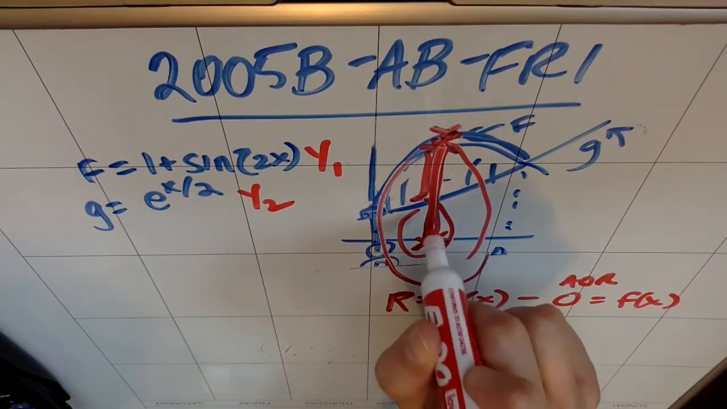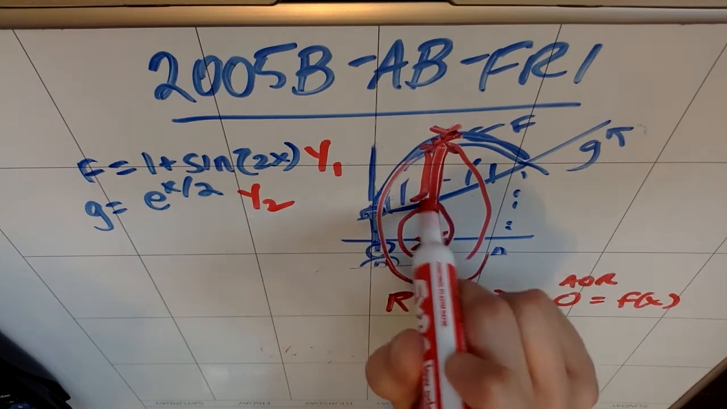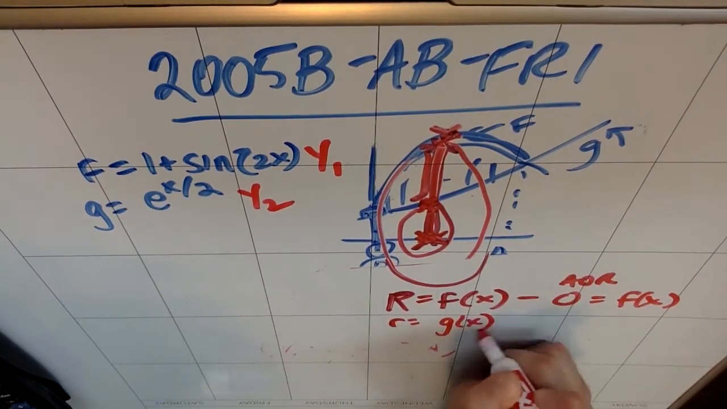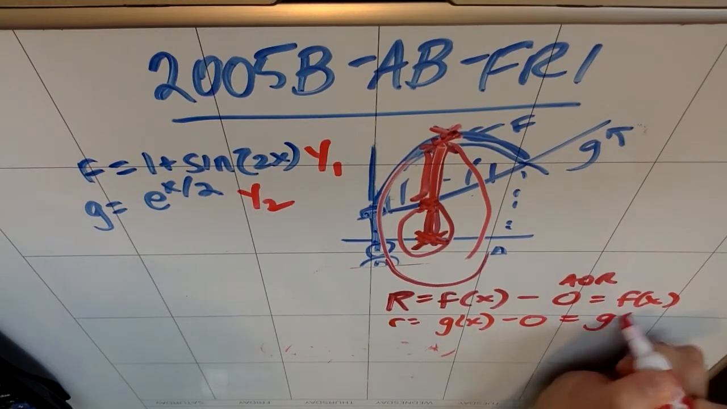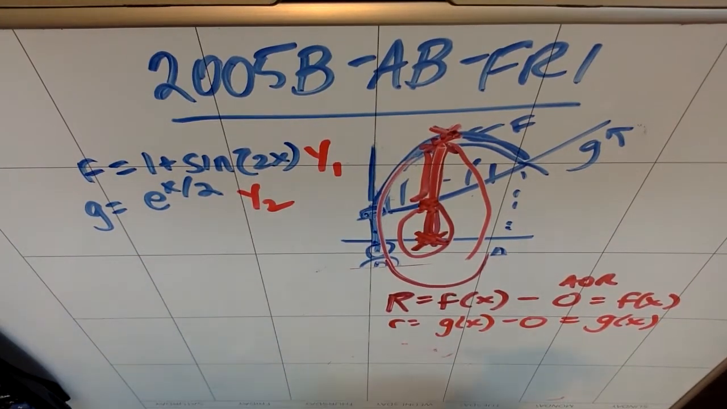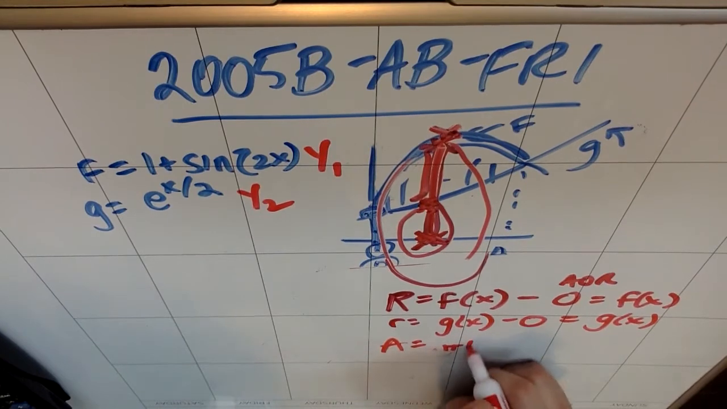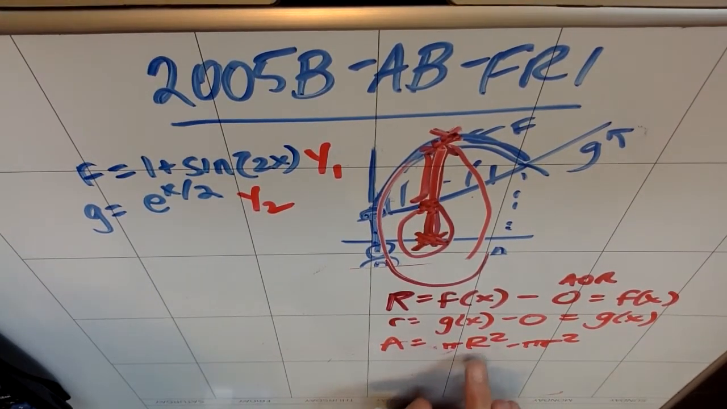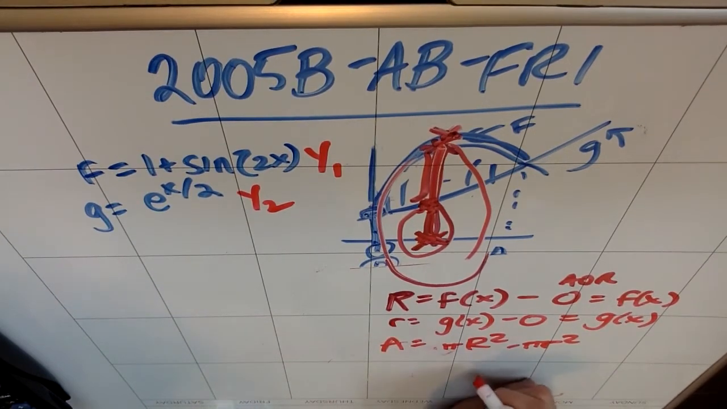My little radius is the radius of the hole, which would be this curve minus the axis of rotation. So my little radius is g of x minus the axis of rotation, so just g of x. What that means is that the area of this annulus is pi big R squared minus pi little r squared. Again, this is not the big R as in the R they used for area. So if you want to factor out a pi, you can.